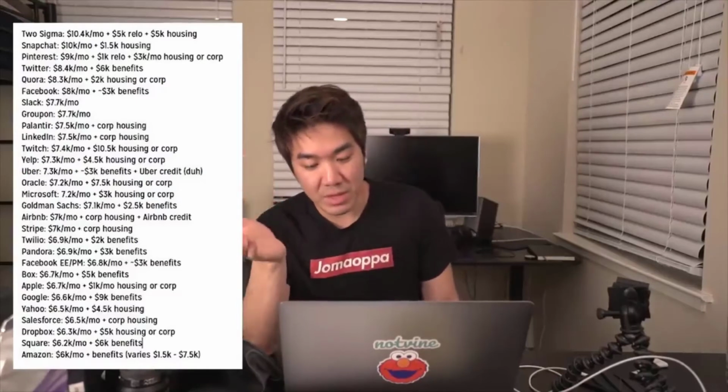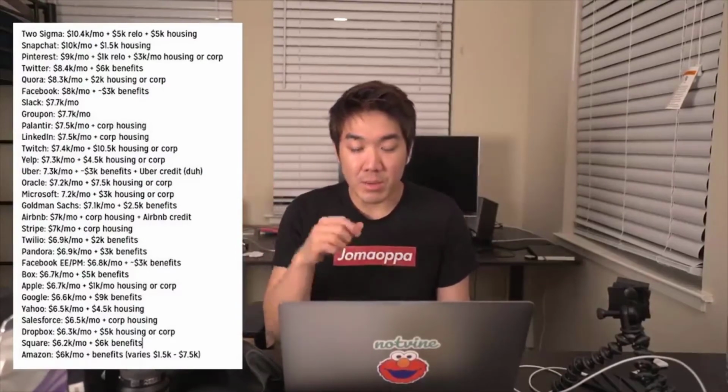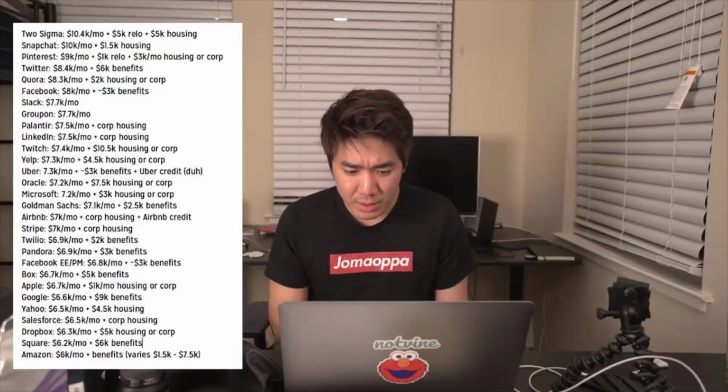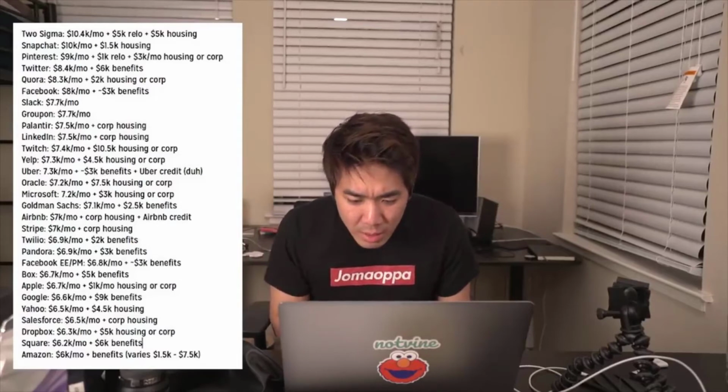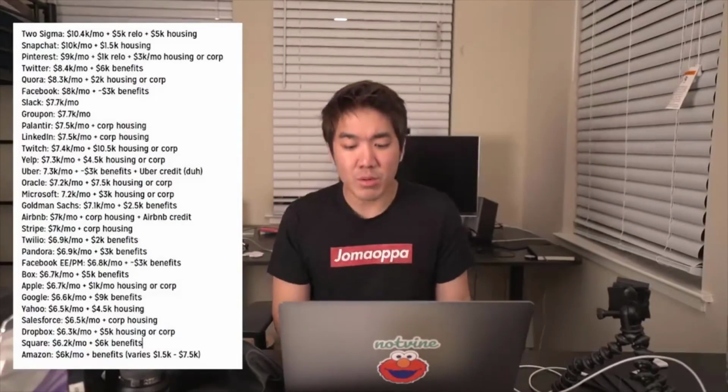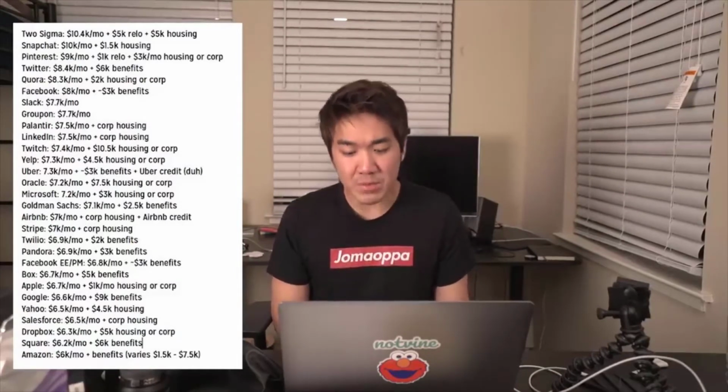Stripe is really good, $7,000 a month, plus corporate housing. Definitely a good company. It's about payments. Let's see. Dropbox, of course. Dropbox is really good. I'm surprised their salary is so low, $6,300 per month, plus $5,000 housing.